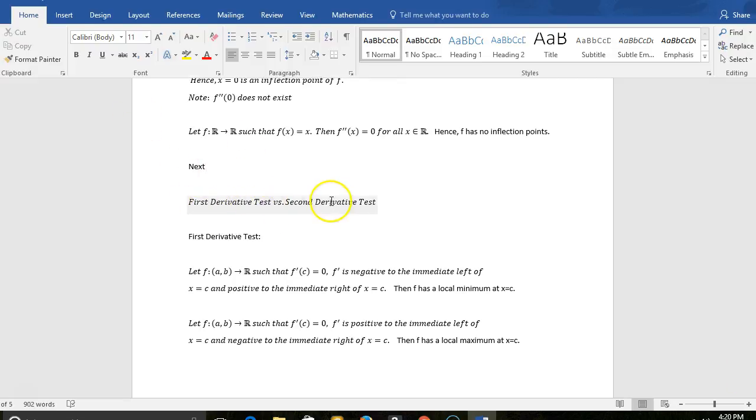The first derivative test versus the second derivative test. The first derivative test: let f be a function from the open interval (a, b) into R such that f prime of c equals 0, such that f prime is negative to the immediate left of x equals c, and such that f prime is positive to the immediate right of x equals c. Then f has a local minimum at x equals c.